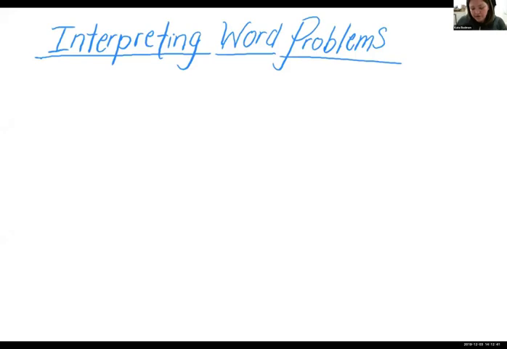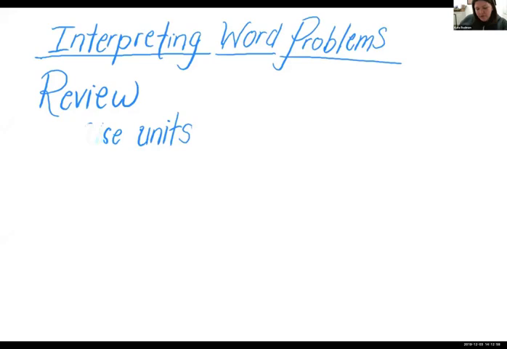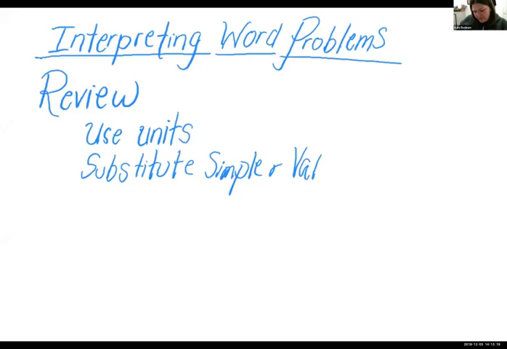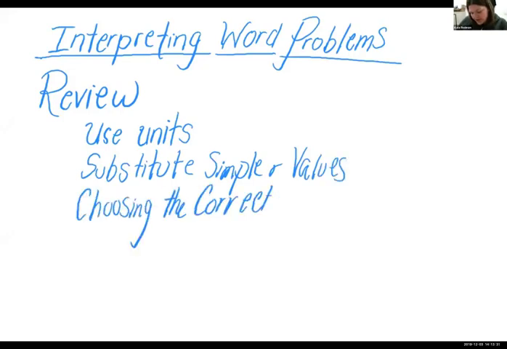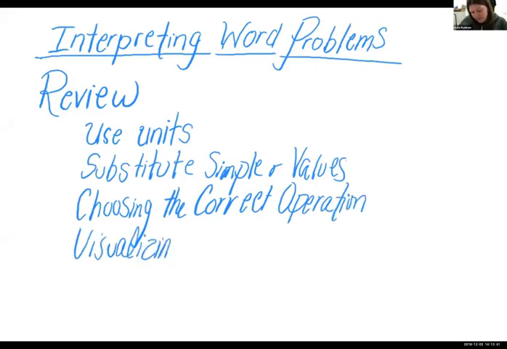Today we are just straight up doing a review, looking at all the interpreting word problem skills that we've been learning over the last few weeks. We're going to be putting them together. So we've learned to use units to help us interpret the word problem. Knowing what unit you're in and what unit you're looking for can be super helpful. We've learned to substitute simpler values. We talked about choosing the correct operation, how to know when you're adding, subtracting, multiplying, or dividing. We have talked about visualizing, using pictures to help us interpret word problems.